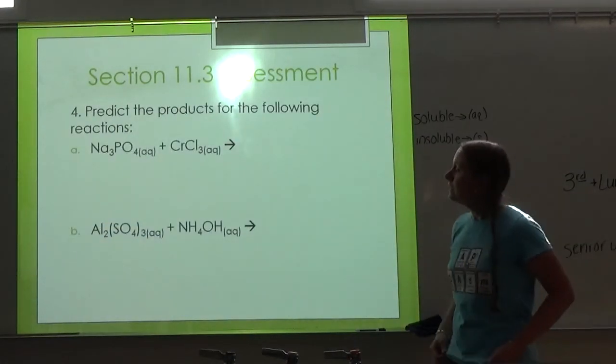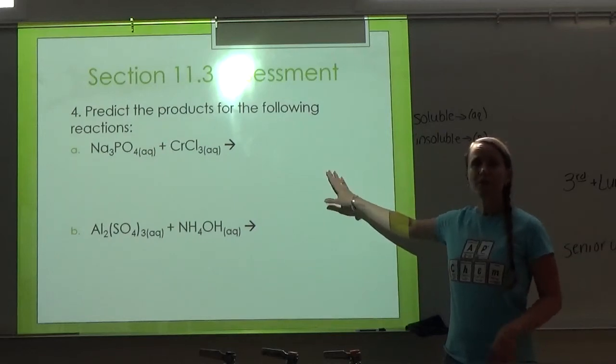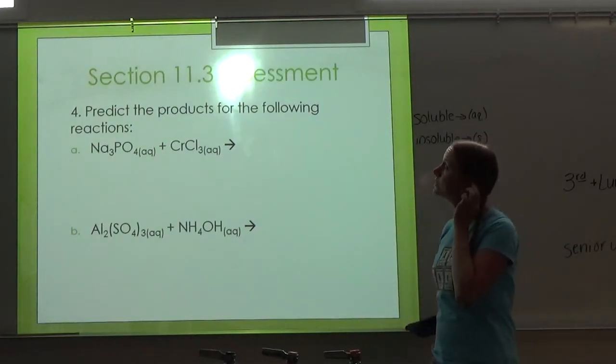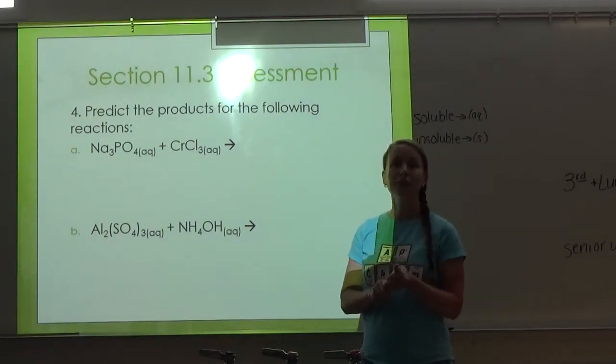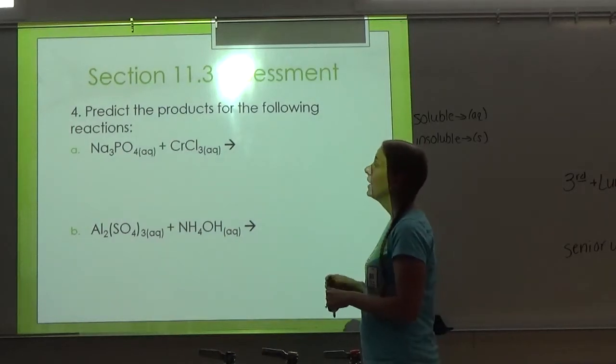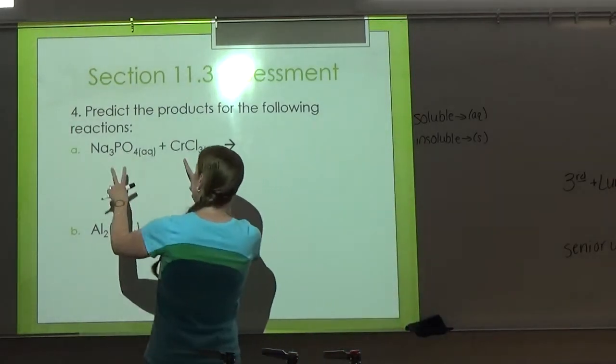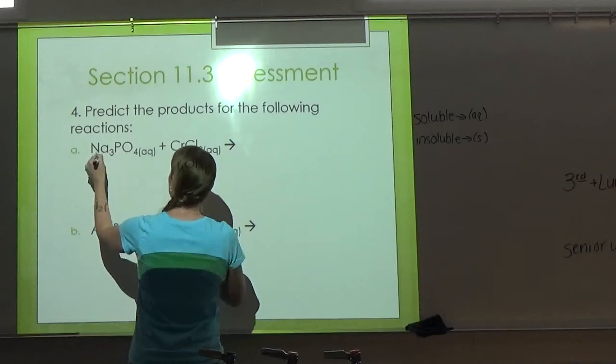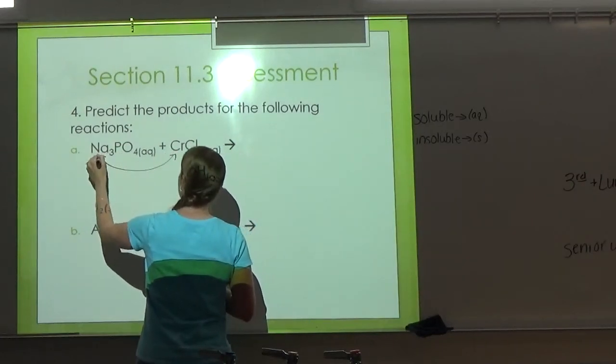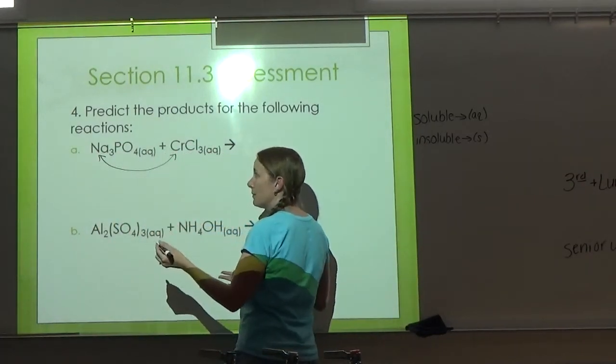All right, so last 2. Maybe let me try the first one, then you try the second one. So it says predict the product. This is where I need to figure out, am I getting a precipitate or not? I can see that this is going to be double displacement because everybody's paired up. So I'm going to swap my 2 positives. Let me go ahead and put my charges.